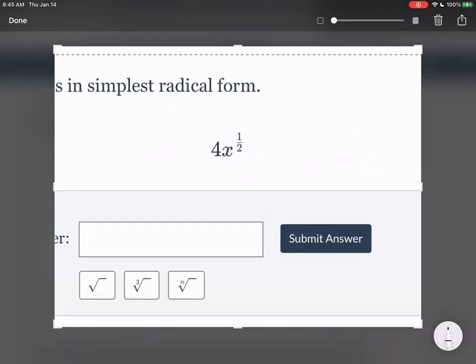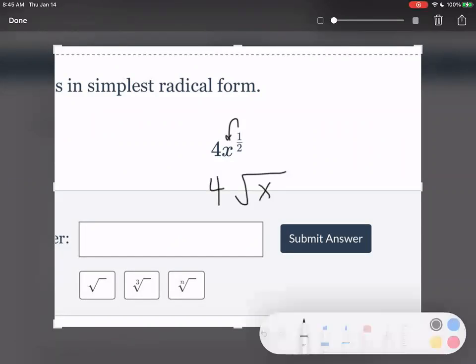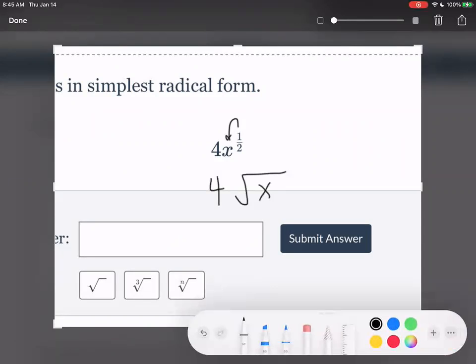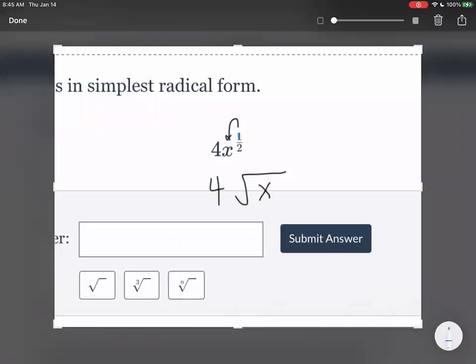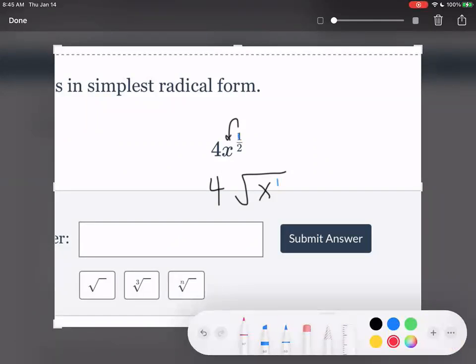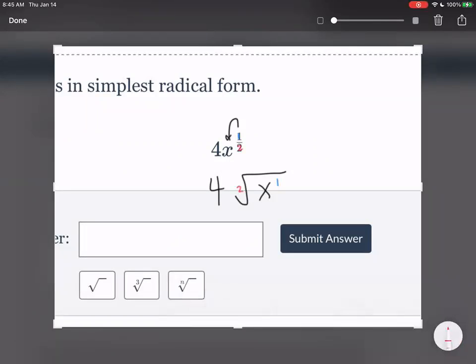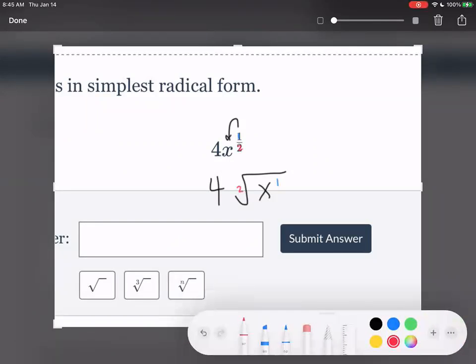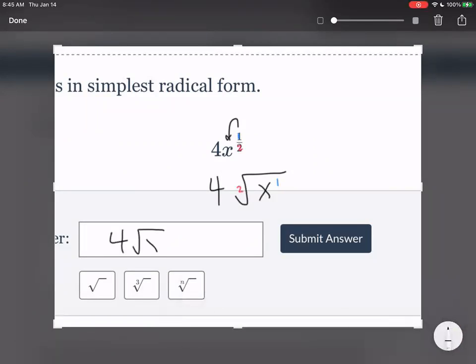Once again, no parentheses. So therefore, the 1/2 only applies to the x. So we have 4, and then inside your radical, put the x, only the x, not the 4. It is to the power of 1, and it is a second root. So 4 times the second root of x to the power of 1. We can simplify this to 4 times the square root of x.